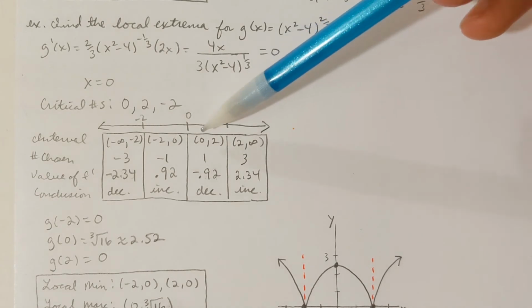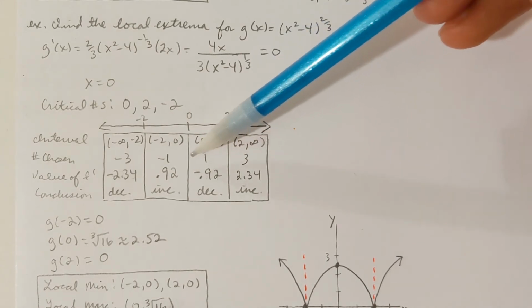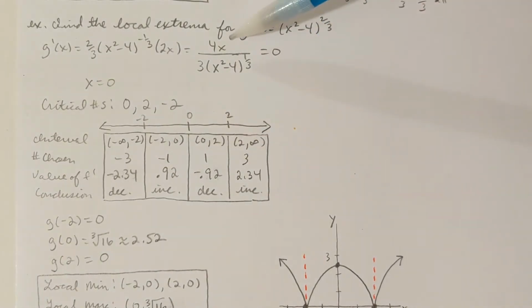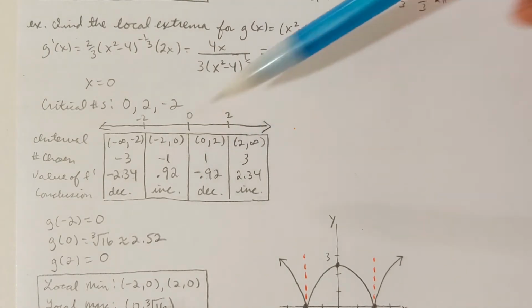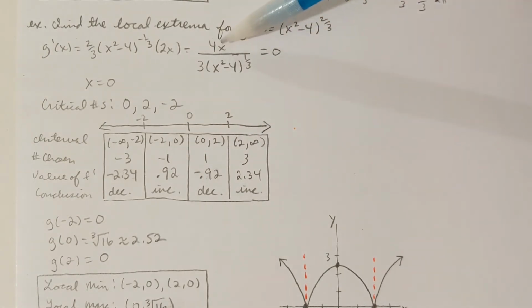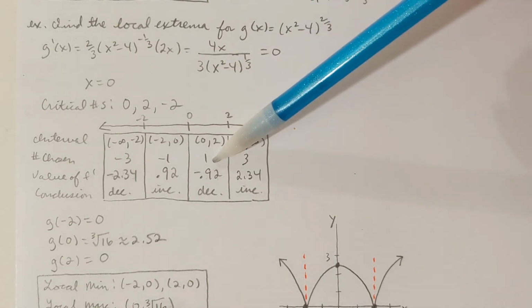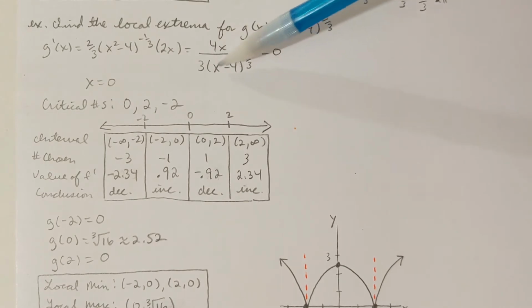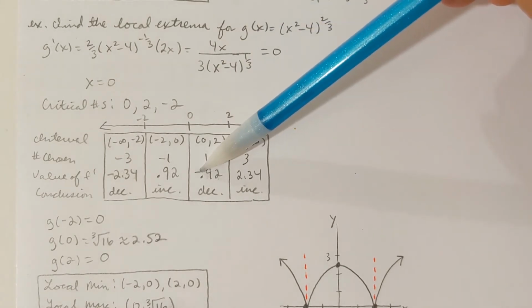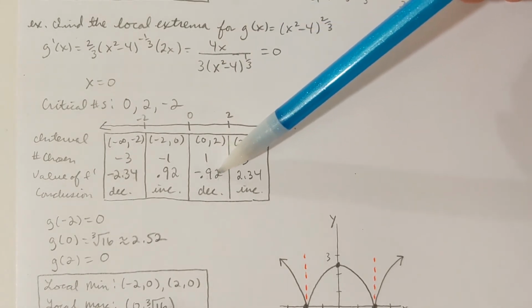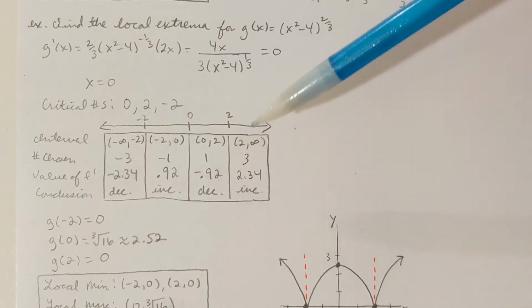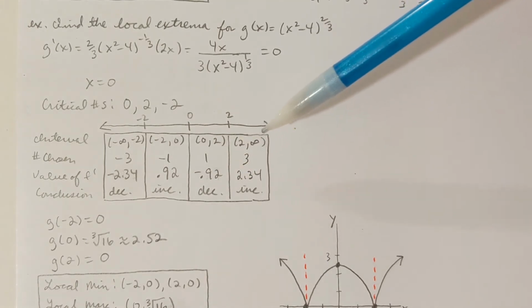Okay, now we need a number between 0 and 2. If we use 1, the only change from when we had selected negative 1 would be in the numerator. We're going to get 4 instead of negative 4, what it was. There's still going to be a negative number in the denominator if x is 1. 4 divided by a negative is negative. Negative 0.92 is what I was getting there, so we're going to be decreasing on that part of the graph.